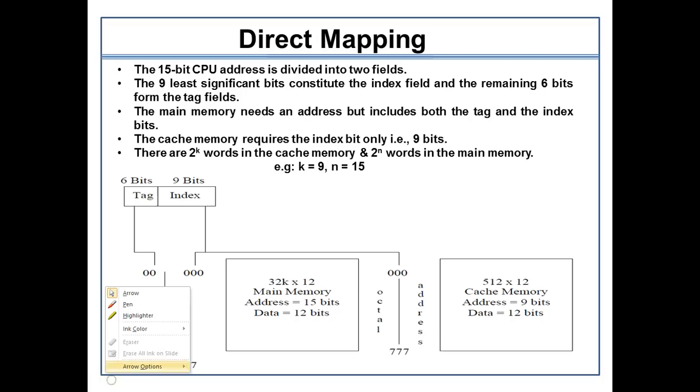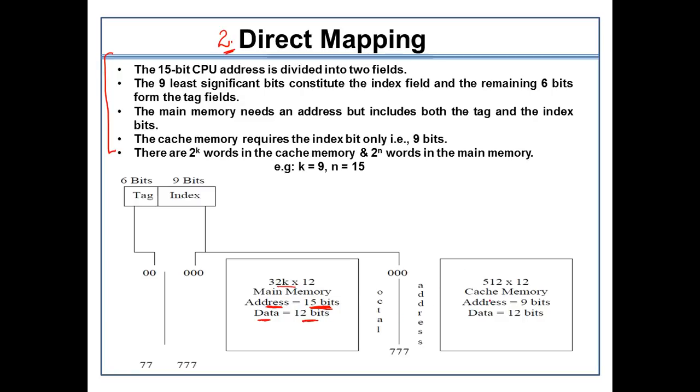Then comes the second mapping procedure, which is also very important and commonly used. We call it direct mapping. So what will happen in the case of direct mapping? Before beginning, let's have a thorough look at this diagram first. We have the main memory, which is of size 32K with a 12-bit data size. The address size of this main memory is 15 bits, and the data bits are 12.